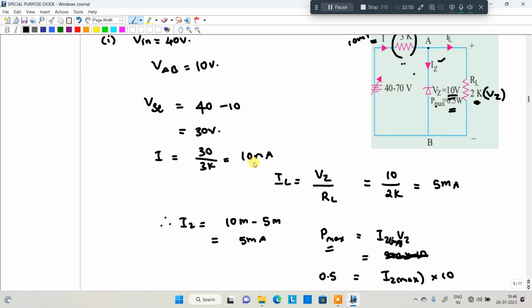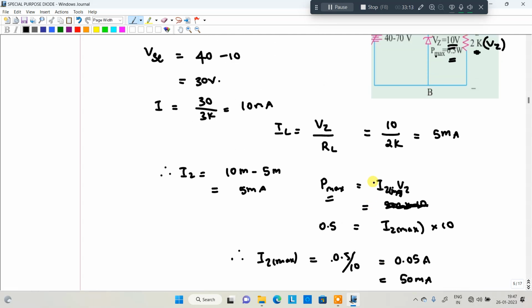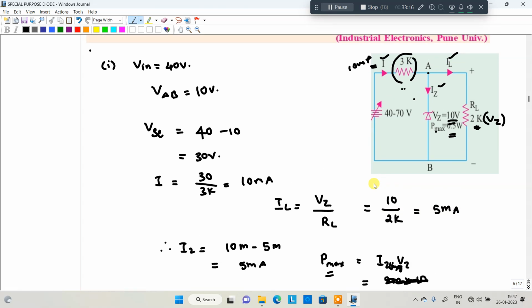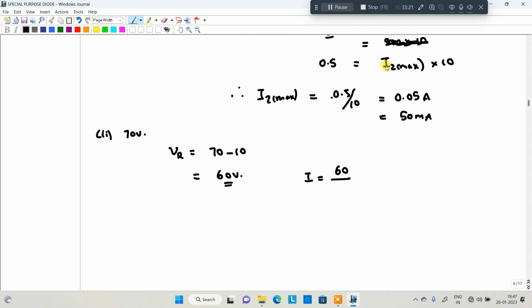After that, we are going to increase the voltage to 70 volt. Whenever we increase the voltage to 70 volt, the voltage across the resistor is equal to 70 minus 10. That will be equivalent to 60 volt. Again, we are going to calculate the total current I, which is equal to V divided by the resistance in the circuit. What is the resistance in the circuit? 3 kilo ohm, right? So the resistance in the circuit is 3K. So that will be equivalent to 20 milliamperes.